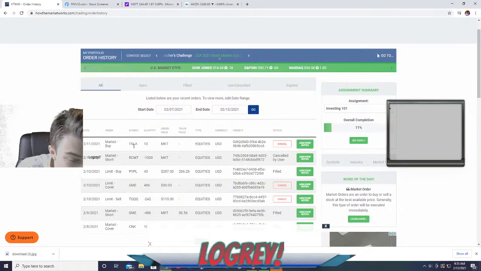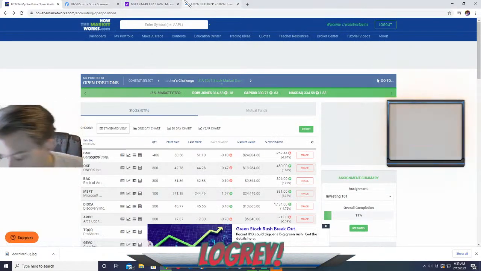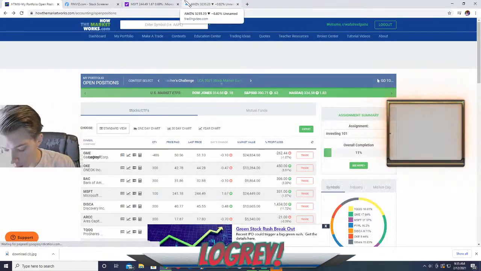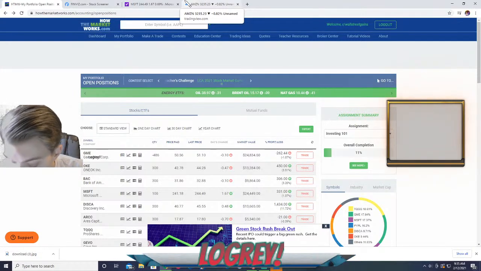Okay, Tesla. I did buy Tesla, but I guess it hasn't gone through yet. So let's go ahead and buy Tesla. We're going to buy 10 shares. Honestly, I was kind of hoping that it would go through because Tesla went down even more today. Well, I guess it's a good thing that it didn't.